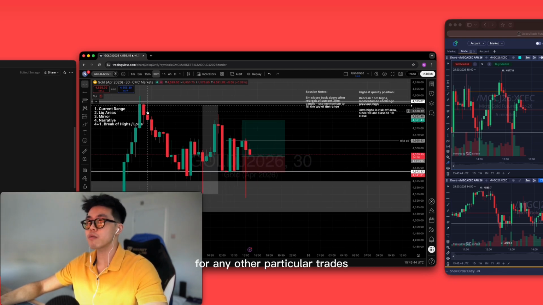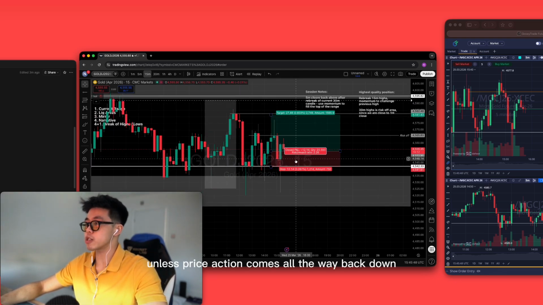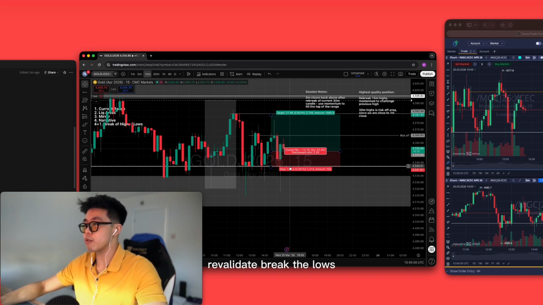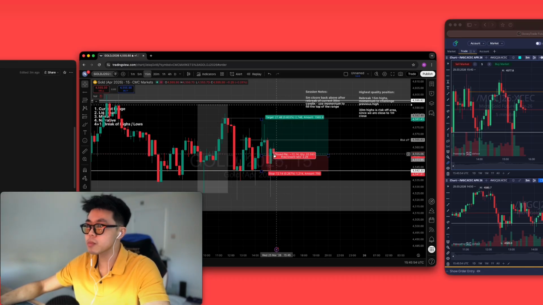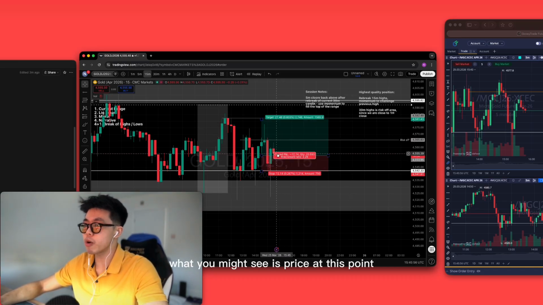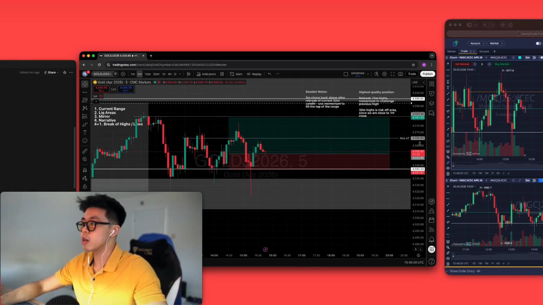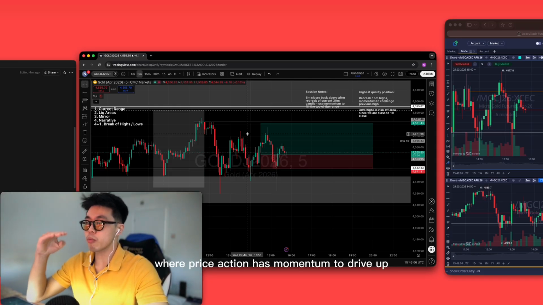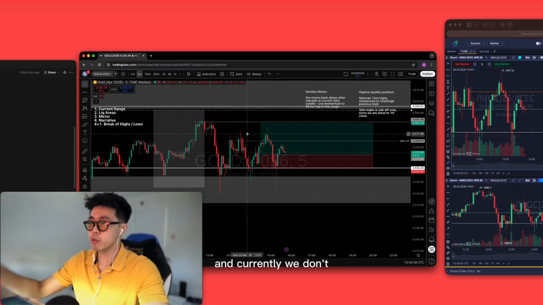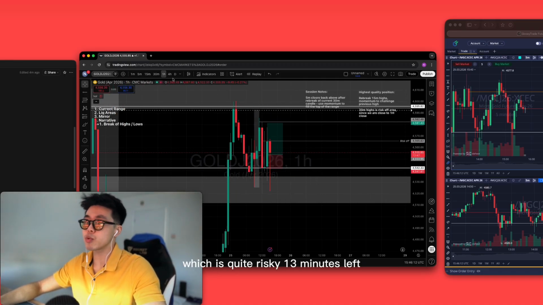I'm not going to be looking for any other particular trades at this time. Unless price action comes all the way back down to retest this area, revalidate, break the lows, but that is probably not going to happen this late into the session. What you might see is price at this point will just start trickling up ever so slowly, and that's not really what we want to see when we're looking at taking a position. We want to be in a very optimal entry area where price action has momentum to drive up, and currently we don't have anywhere that we can take advantage of that unless you take the rebreak of the hour highs, which is quite risky.